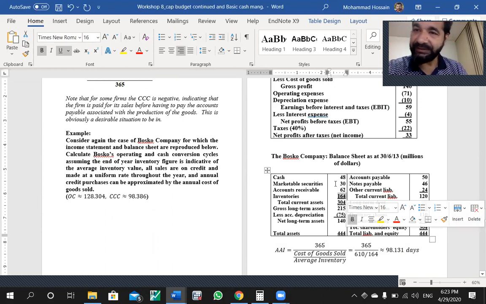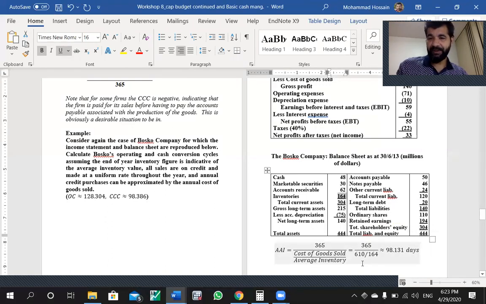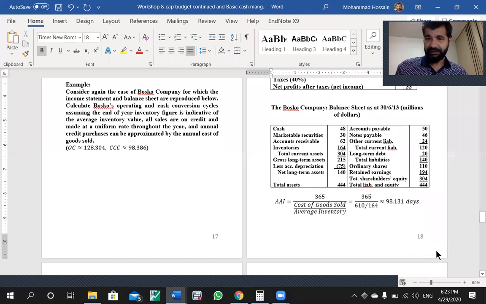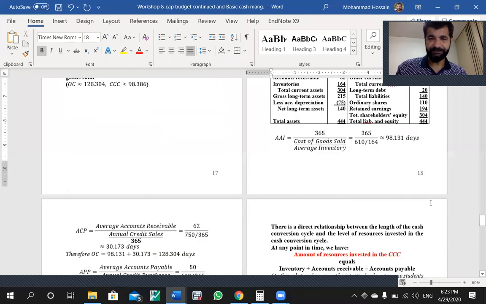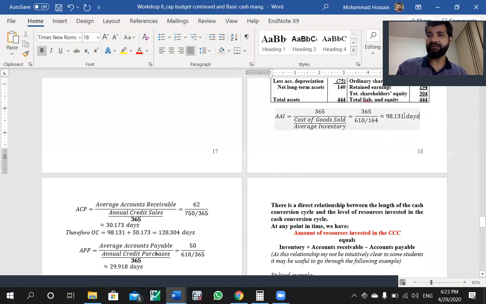If it happens that they give you the opening inventory and closing inventory, but not the actual inventory figure, then you have to take an average. So it's 98.13 days.